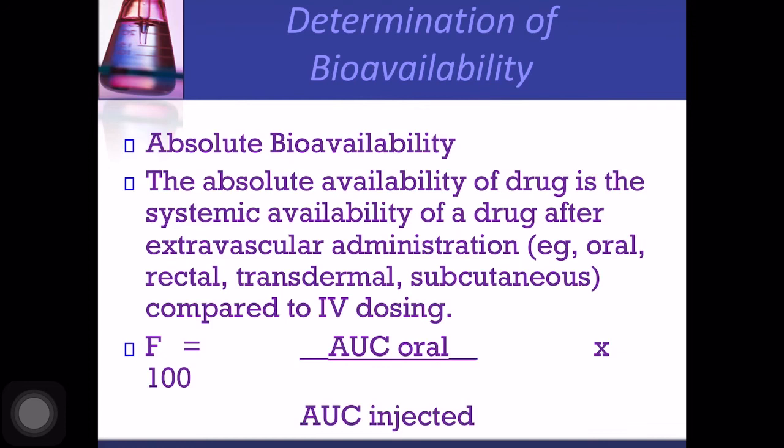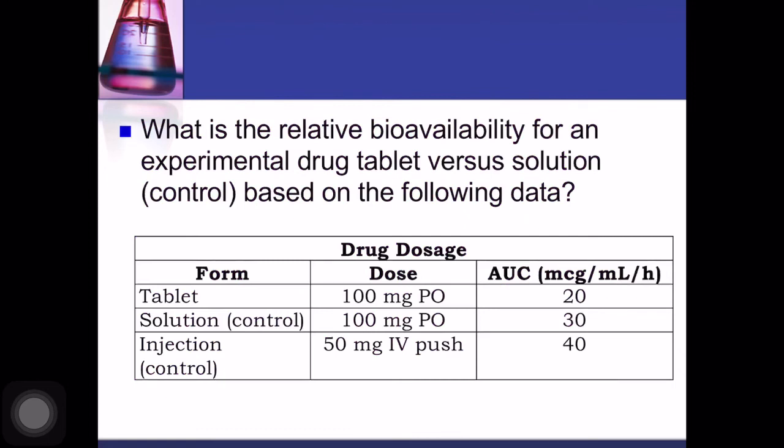Okay, so what if you are given a question? For example, what is the relative bioavailability for an experimental drug tablet versus solution or control based on the following data? So your drug tablet, that's the one, your experimental drug, that's the one that you're going to test, and then you will compare it with your standard drug or your control. So dyan, makikita nyo lang tablet and solution, yun yung control. So you divide your AUC 20 over AUC 30. Okay? And then you multiply it by 100% to get the relative bioavailability. So remember class, relative bioavailability, you compare the experimental drug versus the control drug. Okay?